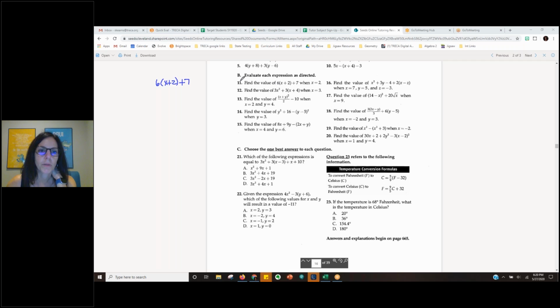Okay. So I have 6 times the parenthesis, x plus 2 plus 7. And then they're telling you, I'm doing number 11, by the way, and they're telling you, find that value when x is equal to 2. So I'm going to rewrite this whole problem, and I'm going to pretend like x is a ghost and you're not going to see him. So I'm going to go 6 parenthesis blank plus 2 parenthesis plus 7. See the x, it's a ghost. I didn't write it in.